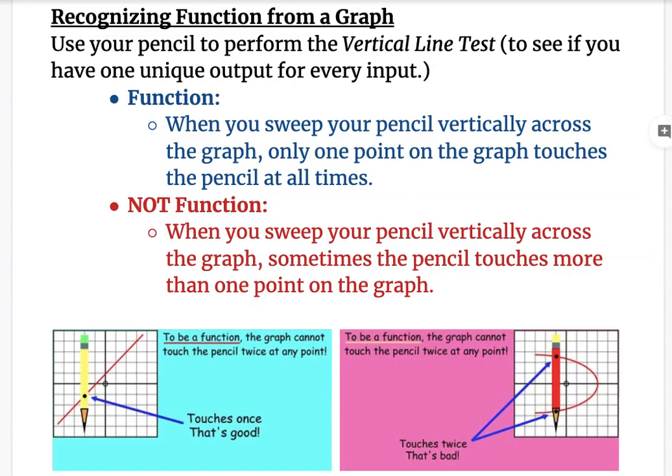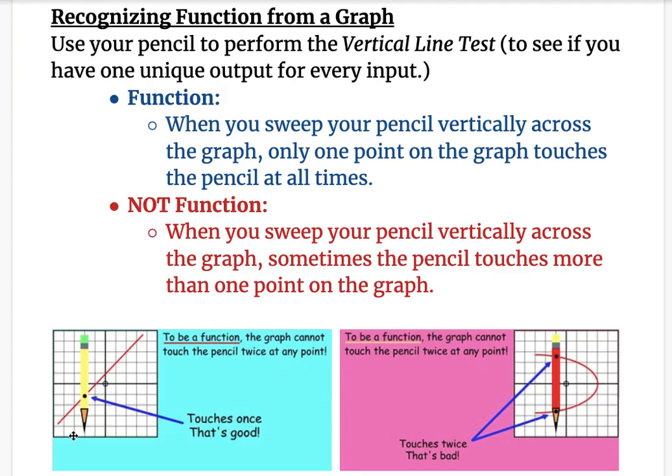So remember, the y-axis is your output. So that's why we are putting a pencil, we're sweeping it across our page vertically in order to see if the pencil only touches one point on the graph. So if it is a function, like this one right here, if you sweep your pencil vertically across, only one point on the graph should touch your pencil at all times. If it's not a function, when you sweep your pencil across the graph, more than one point could touch your pencil at the same time.